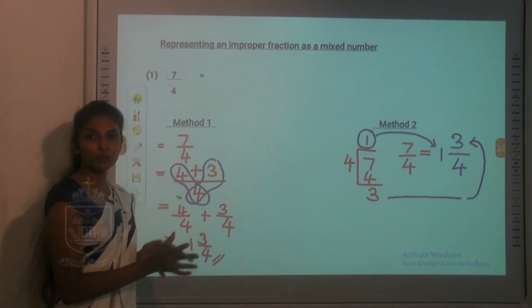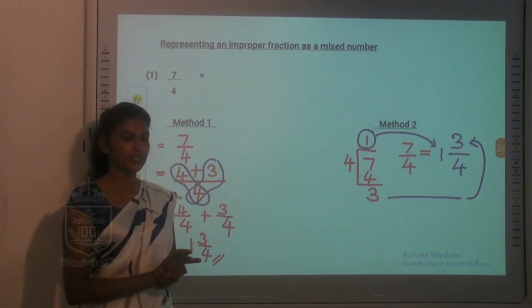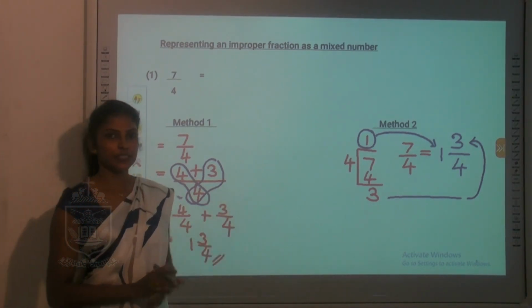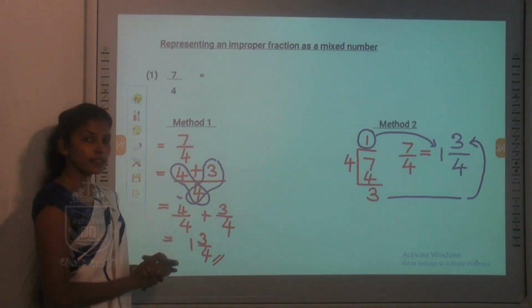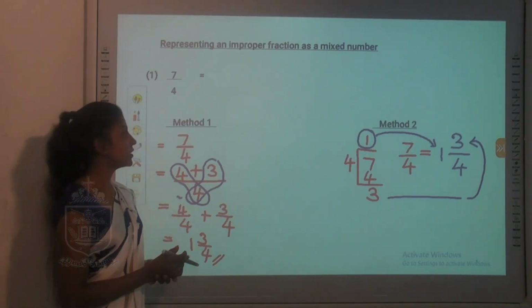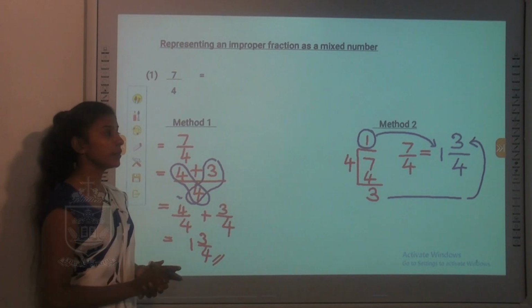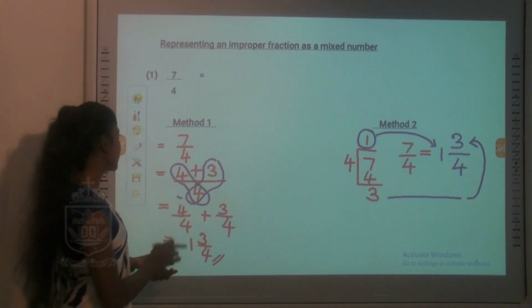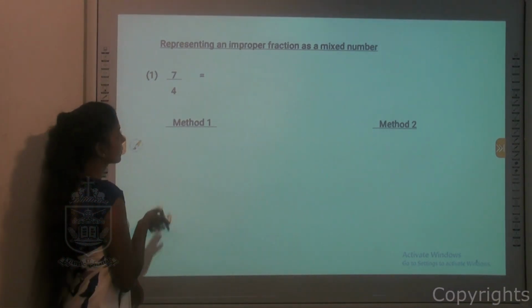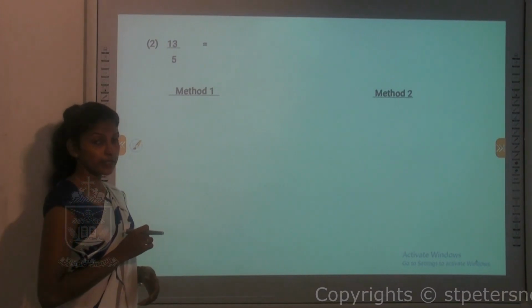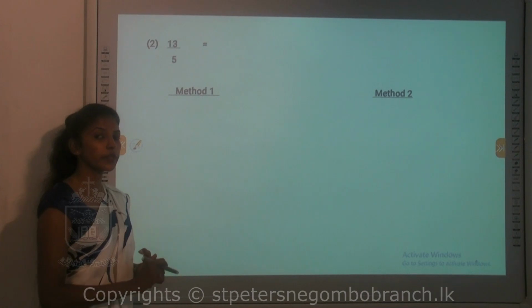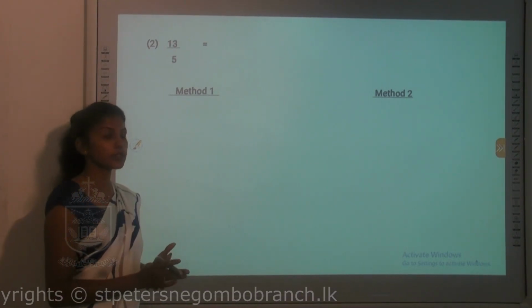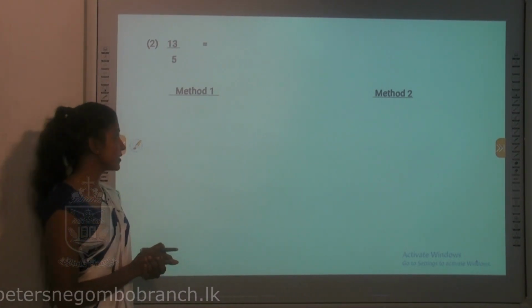So I have done both methods. You all can select the easy method. The division method is a little bit easy. Let's look at another example and do the same methods. Our second example is 13 over 5, another improper fraction that we are going to convert into a mixed number. We will do it in the first method and see.